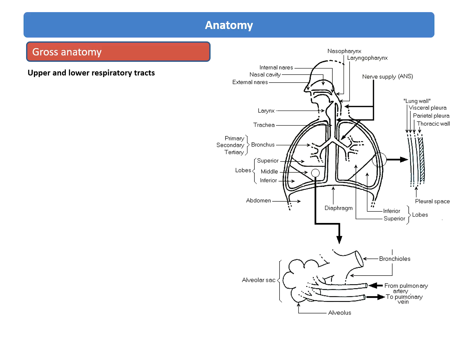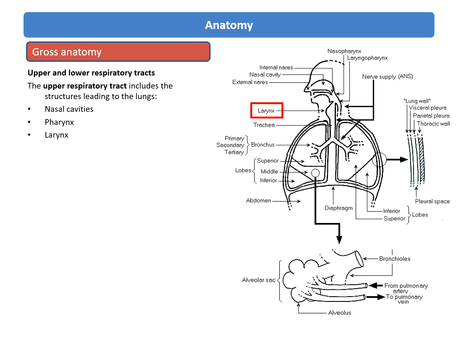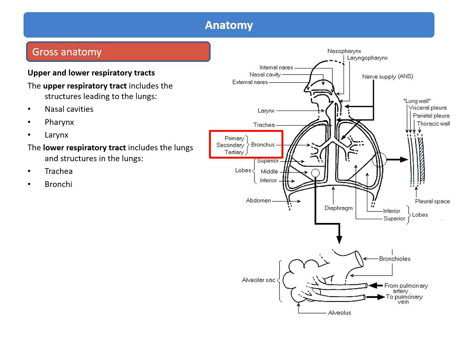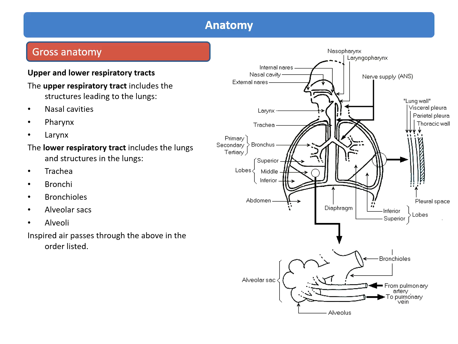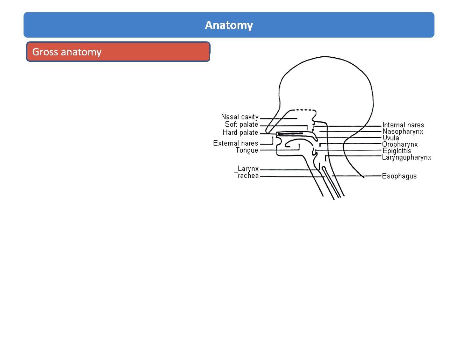The upper and lower respiratory tracts include structures leading to the lungs. These are the upper respiratory tract. They include the nasal cavities, the pharynx, the larynx. The lower respiratory tract includes the lungs and the structures within the lungs, like the trachea, the bronchi, the bronchioles, and the alveolar sac. Alveoli are grape-like structures that make up the alveolar sacs. Inspired air passes through the above structures in the order listed.